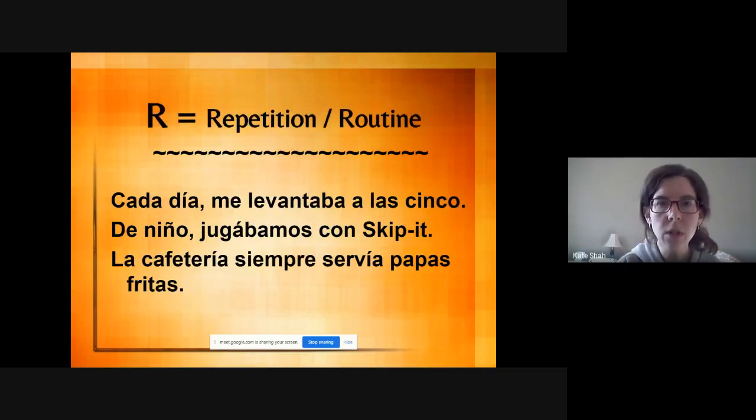You can also remember from last year, we talked about routines and repetition as a use of the imperfect. And we talked about this cuando era niño. Cada día me levantaba a las 5. Every day I used to get up at 5 o'clock. This is another way that you can set the scene and you can start to tell a story in the past, is with the R for routine or repetition.